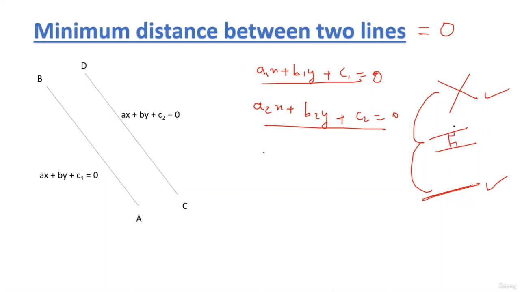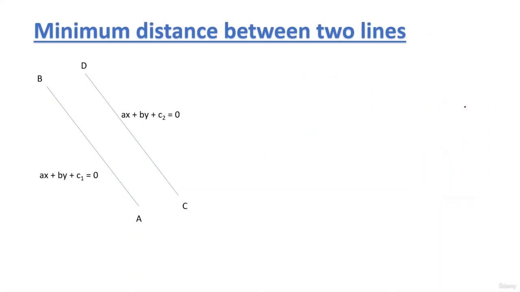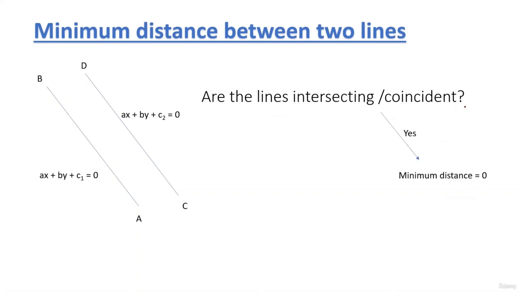So only if they are parallel there will exist a distance between these two lines, otherwise the distance will be equal to 0. Okay, so guys, the first step is, are the two lines intersecting or coincident? Okay, if yes, again the minimum distance is equal to 0.